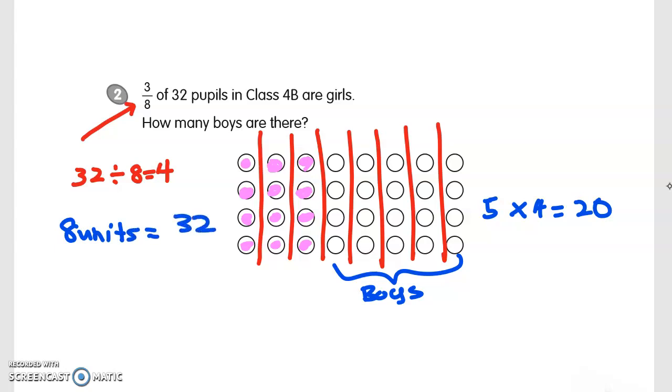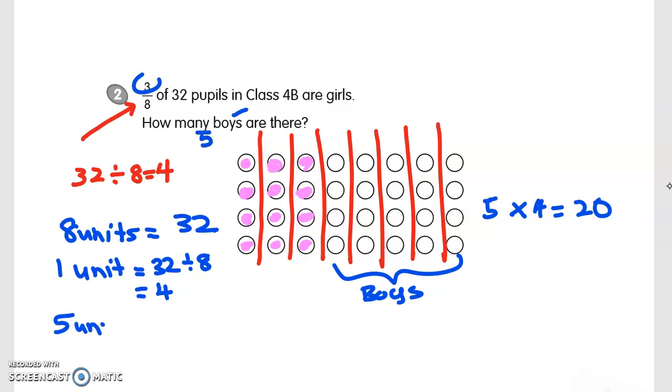Yes, we will know that 8 units, there's 32 students. Let's find how many students in 1 unit, which we have worked out earlier, 4. And instead of 3, we only want to know the boys. Boys will be 5 units or 5 out of 8. That will be 4 times 5, or we can write it as 5 times 4, that will be 20. So how many boys are there? There are 20 boys.